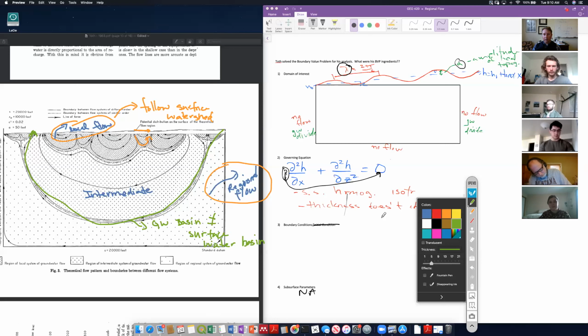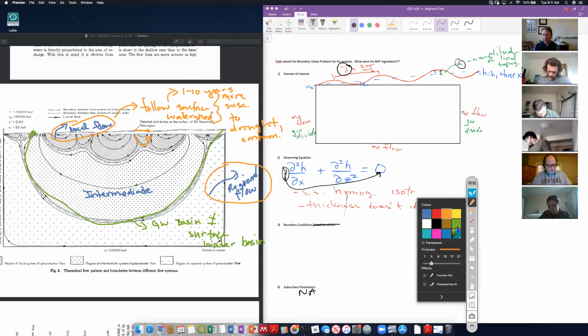We can think also about these surface or local flow paths. They are much shorter and much shallower, and they are more susceptible to drought. They're more susceptible to contamination. All right. They have residence times. These flow paths are usually 1 to 10 years here.